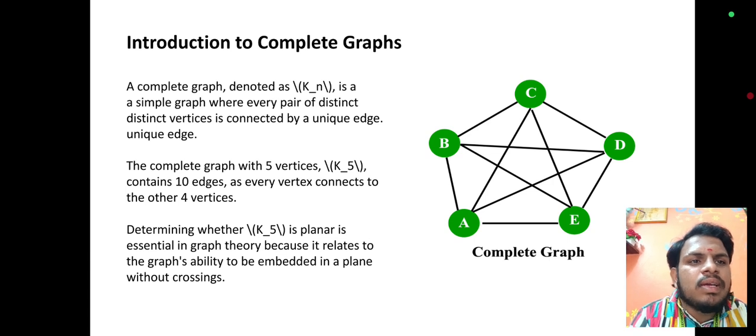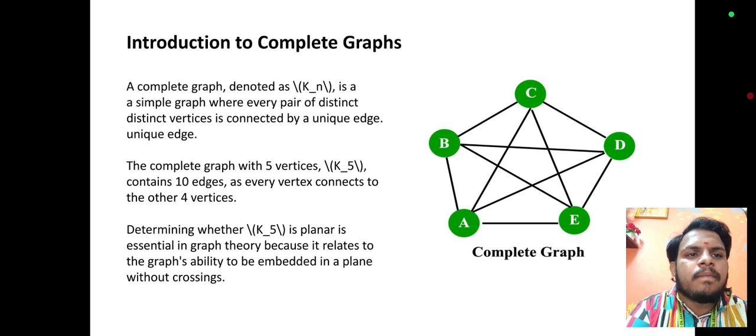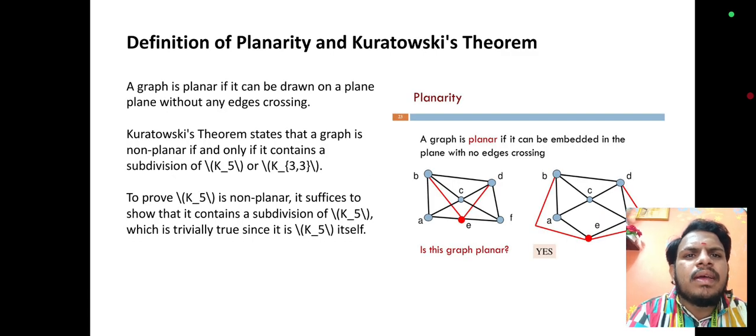Complete graph. The graph will be connected with A, B, C, D, E in a star way. Define planarity. Kuratowski's theorem: a graph is planar if it can be drawn on a plane without any edges crossing.